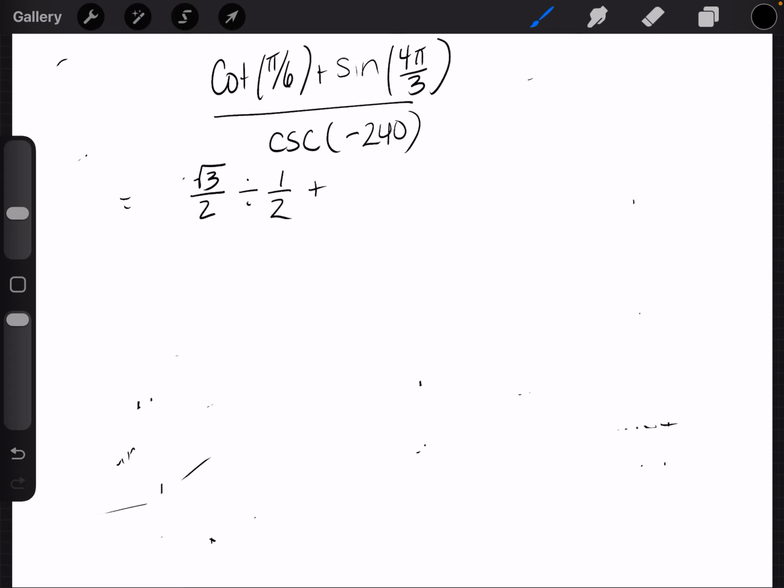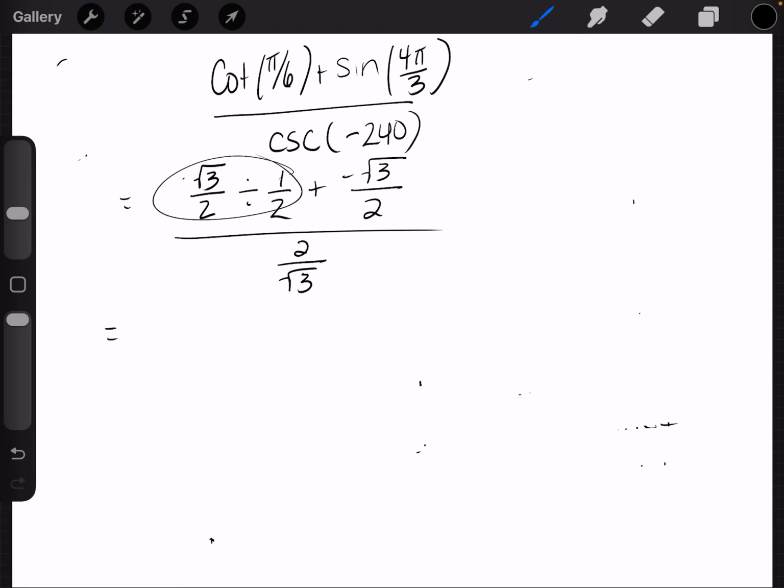Plus, sine of 4 pi over 3 is negative root 3 over 2. Cosecant of negative 240 is 2 over root 3. So I'm just pulling all those numbers off my unit circle. Let's erase some of my little dots. When I'm dividing, that's the same thing as multiplying by the reciprocal. I'm going to change that plus to a minus.